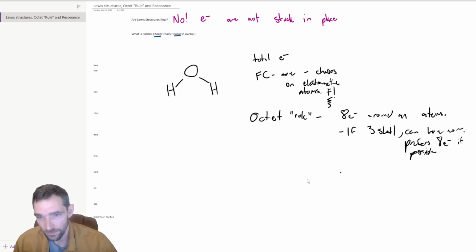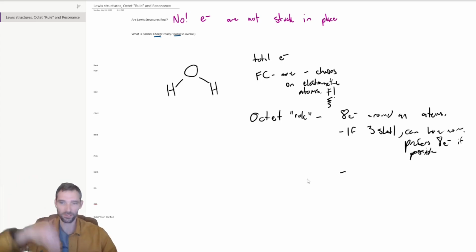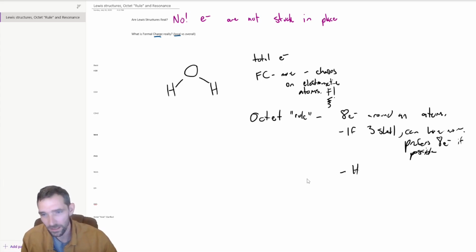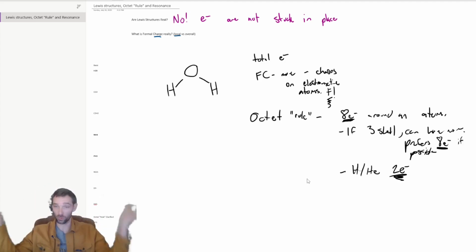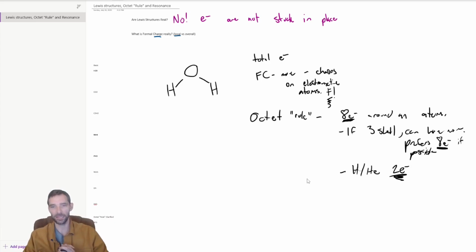And if it's in the very first layer, like hydrogen or helium, these guys are going to be having 2 electrons in their outermost shell. So generally we want to have 8 electrons in our outermost shell unless we have more orbitals available. And then if we have hydrogen, it's just limited to 2.